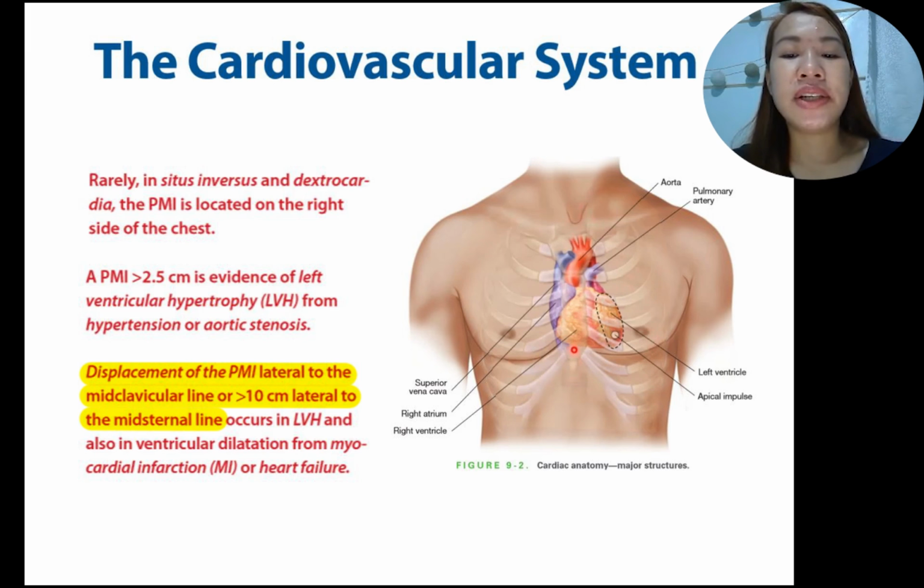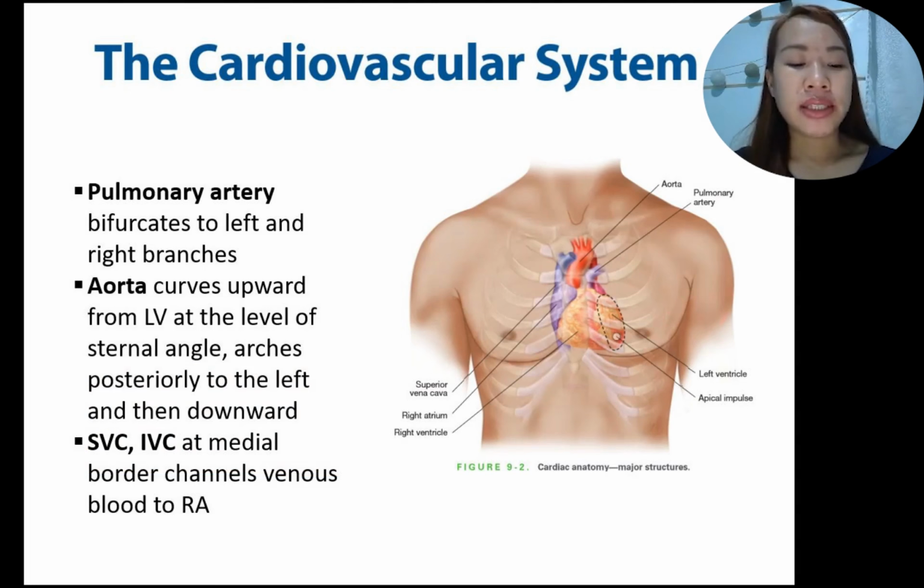So this is the midsternal line, and if the point of maximum impulse is located greater than 10 centimeters from that line, then this is due to left ventricular hypertrophy and also ventricular dilation from myocardial infarction or heart failure. So the location of the point of maximum impulse is very important to assess because it will already give us a clue as to what pathologic disorders might have occurred or might have been diagnosed in the cardiovascular system.